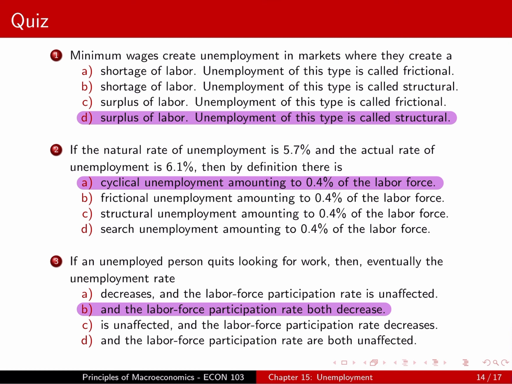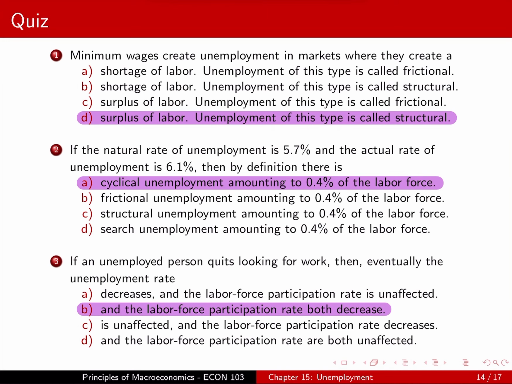While minimum wage laws contribute to unemployment, they affect only a small percentage of the labor force and can cause structural unemployment in specific segments of the market. Thus, the answer is D, surplus of labor. Unemployment of this type is called structural.